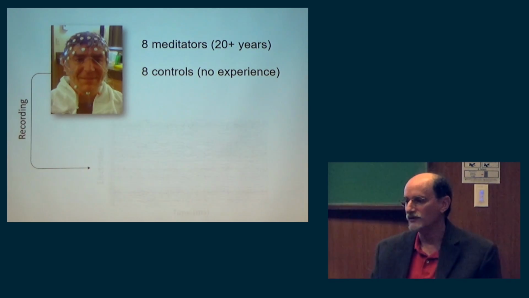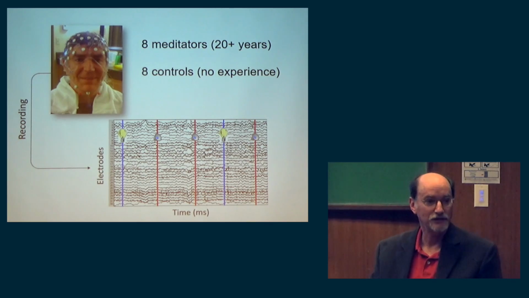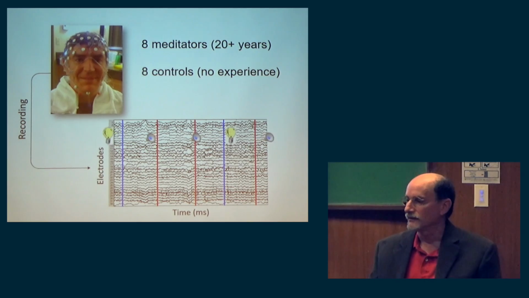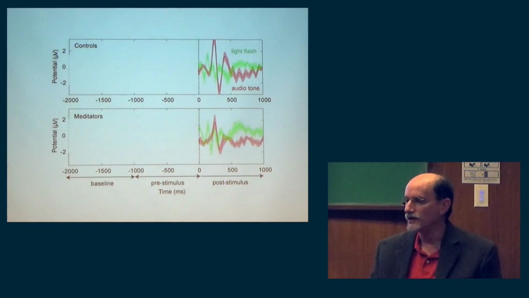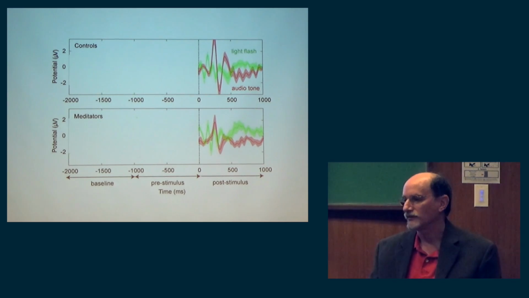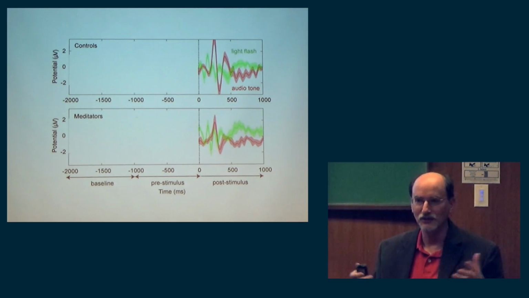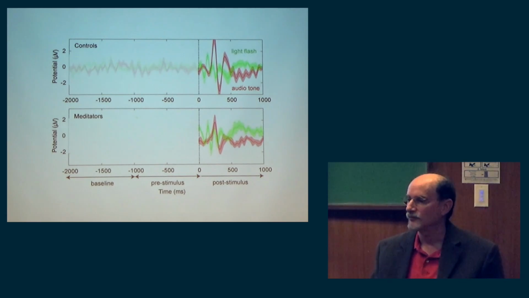So we took 32 channels of EEG. And again, the stimuli are very simple. It's either a light flash or an audio tone at random times. So we look into the brains. I'm just going to show one channel. We see similar effects in some of the other channels. So in the controls, after the stimulus occurs, a light flash or an audio tone, there are different portions of the brain that process that information, so it's not surprising that you get a different response. But beforehand, there's no difference in the controls.